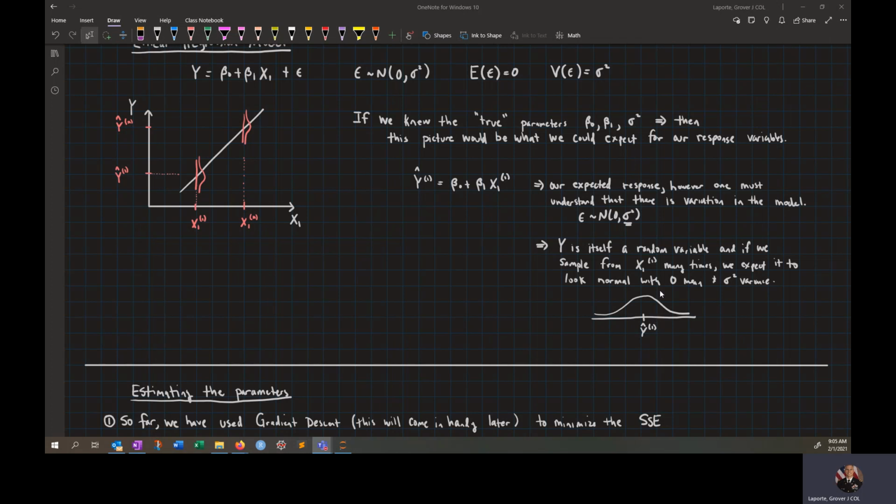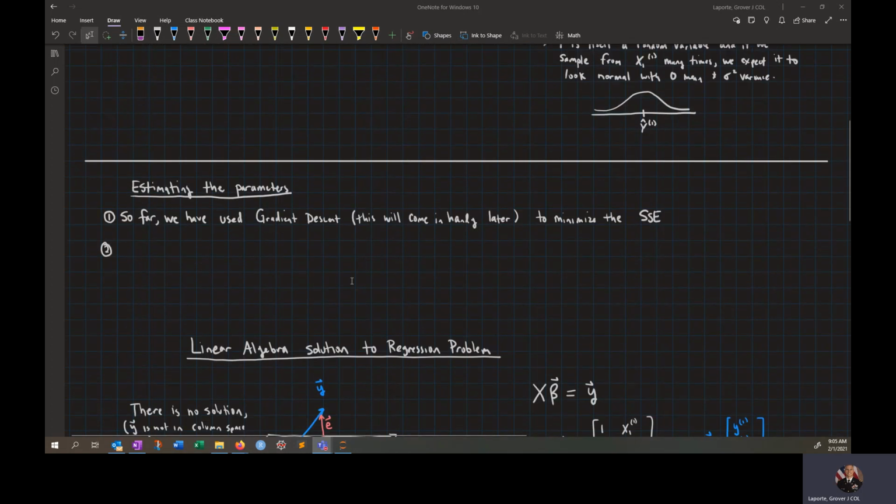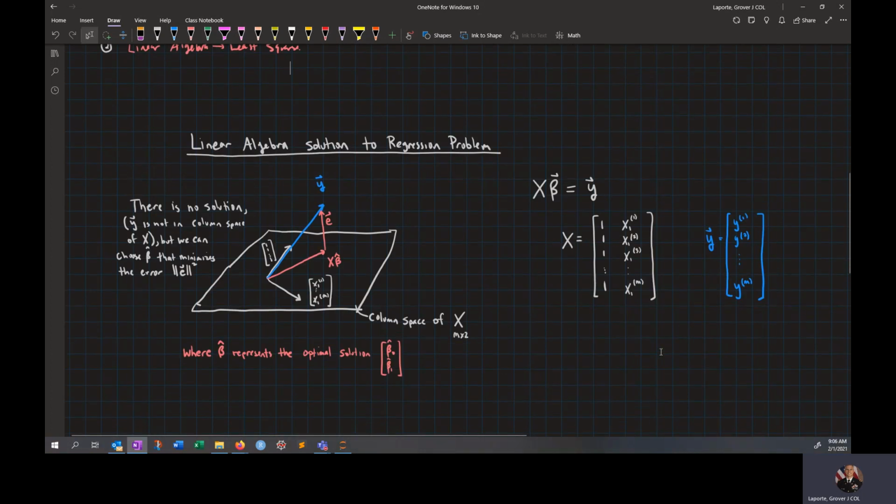Okay, so that hopefully leads you to the question of how we actually estimate beta 0 and beta 1. That's really the question. So far what we've talked about is gradient descent. But what we're going to talk about for just a couple of minutes is the linear algebra version, the linear algebra least squares version, and we want to connect the two. I'm going to show you, hopefully in Python in a few minutes, that these actually come out to be basically the same thing.